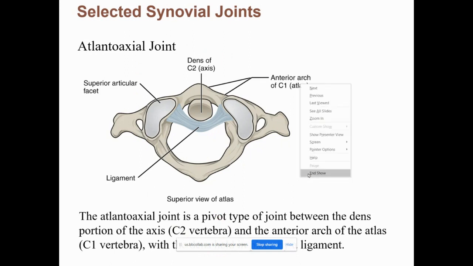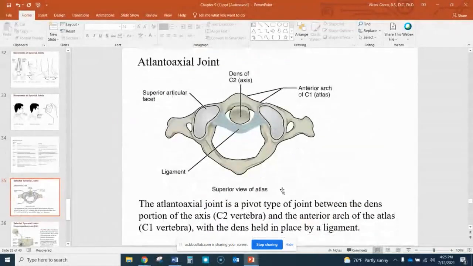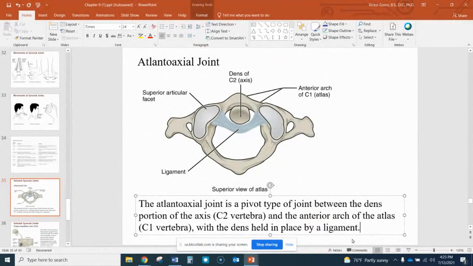And it doesn't say it here, maybe I should add it. It's a uniaxial joint because it only moves in one plane. All pivot joints are uniaxial.